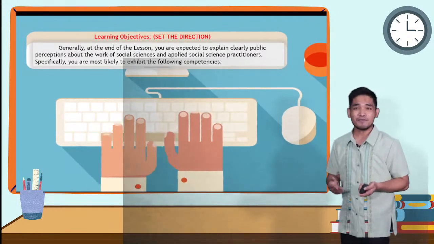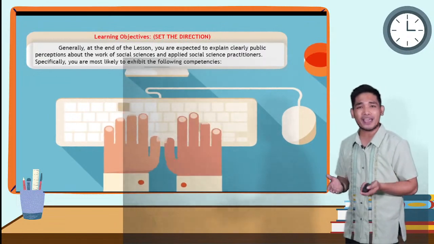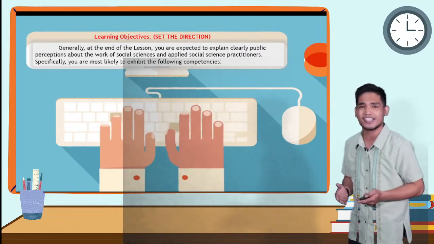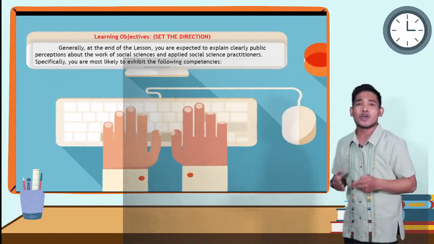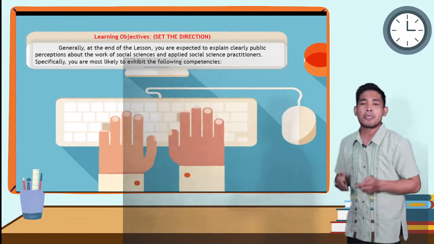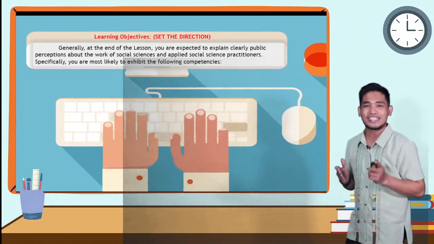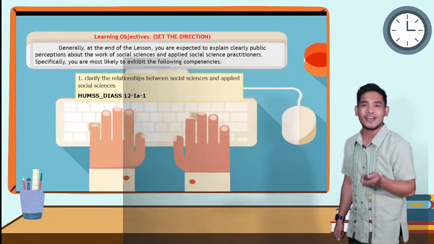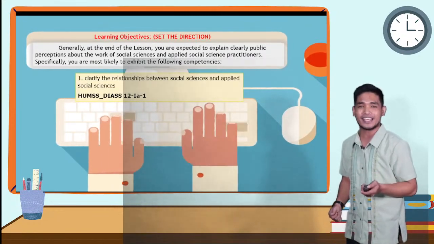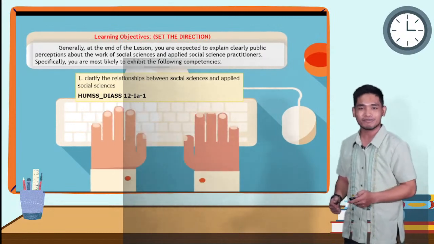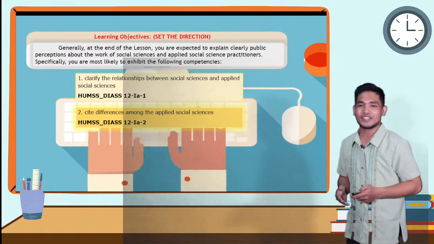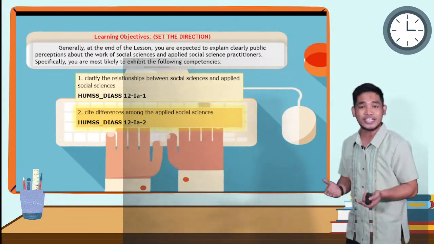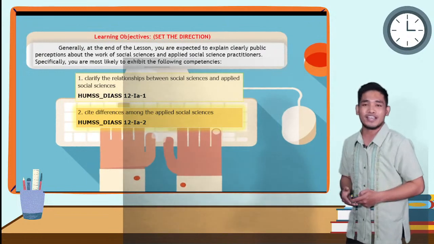So generally, at the end of the lesson, you are expected to explain clearly public's perceptions about the works of social sciences and applied social science practitioners. Specifically, you are most likely to exhibit the following competencies. First, clarify the relationship between the social sciences and applied social sciences. Number two, cite differences among the applied social sciences. So these are the learning objectives for our lesson for today.